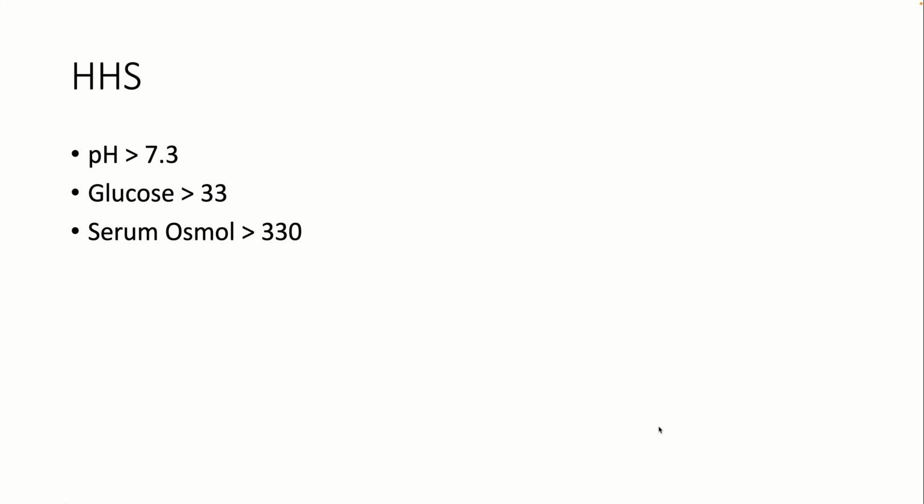And that is also relative. I mean, you're not going to call it not an HHS if the glucose is a 29 or a 30. That is close enough. The serum osmol is very high, 330, or very close to that, 320, remembering that the upper limit of normal is close to 300. So 320 is getting up there. And that pretty much would be your criteria.